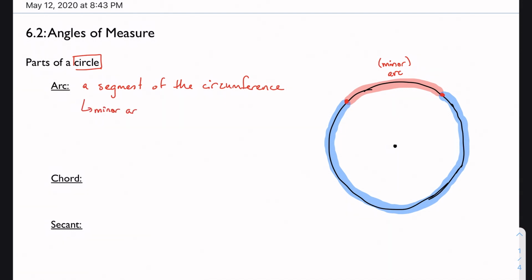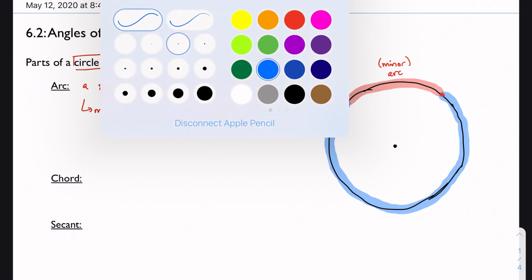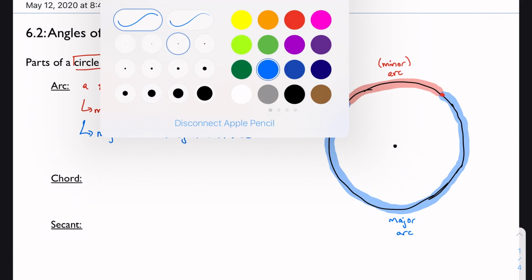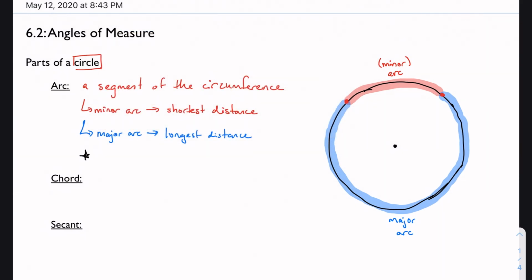The minor arc is the shortest distance. And the longer distance the way around would be the major arc. The major arc is the longest distance. So just a note before we move on, right? Anytime I just say arc, that is going to imply, or we can assume, the minor arc. Always assume the shorter length.